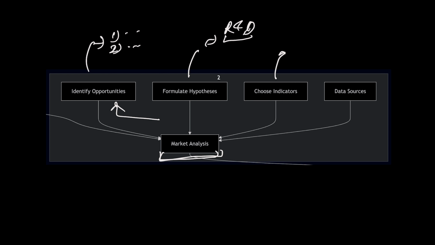Then the next is choose indicators. In this, you have to select technical indicators that align with your hypothesis and the trading style. For example, you can use the MACD indicator to identify momentum shifts in the stock price, and you can also use, let's say, the 200 moving average as a long-term trend filter, and there are multiple indicators. So it's completely up to you. It's completely based on your research and development which indicator you are going to use.